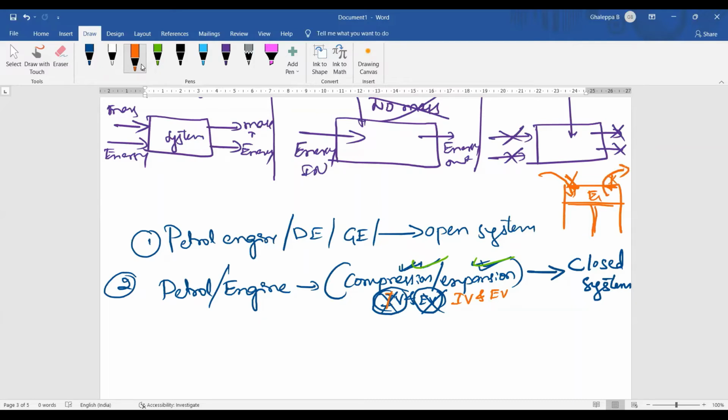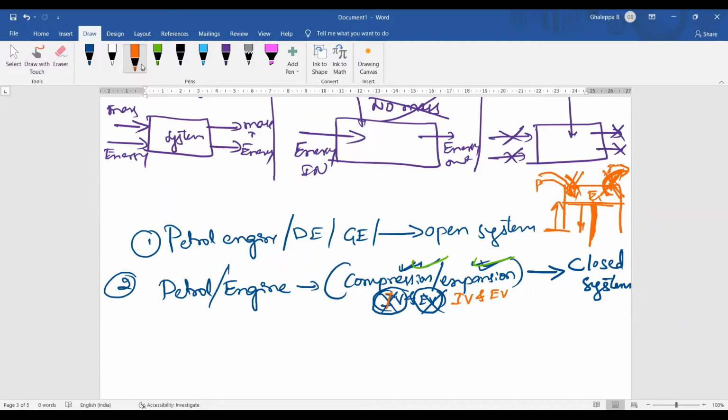So we cannot see an exchange of mass. Mass is nothing but petrol and gas. Petrol is not coming inside the cylinder. Gases are not going outside of the cylinder because the valve is closed. So only the piston will move up and down. In the compression stroke, it will move from BDC to TDC. In the expansion stroke, it will move from TDC to BDC.